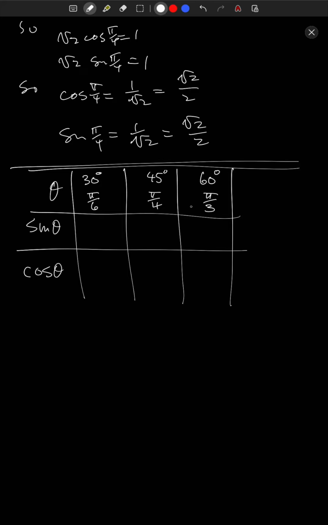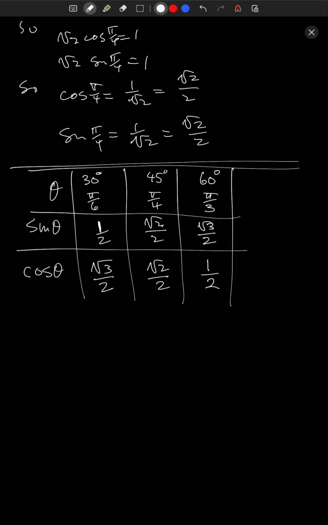All right, so this table goes like this. First of all, we just figured these two out. Now it goes like this: 1/2, and then root 3 over 2. The way to remember sine for these angles, 30, 45, and 60 degrees, is root 1 over 2, then root 2 over 2, then root 3 over 2, as you go from 30 degrees, 45 degrees to 60 degrees. Cosine is the opposite way. Cosine of 30 degrees is root 3 over 2, then root 2 over 2, then root 1 over 2.